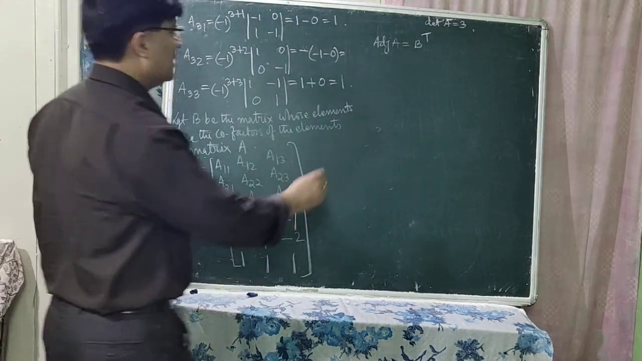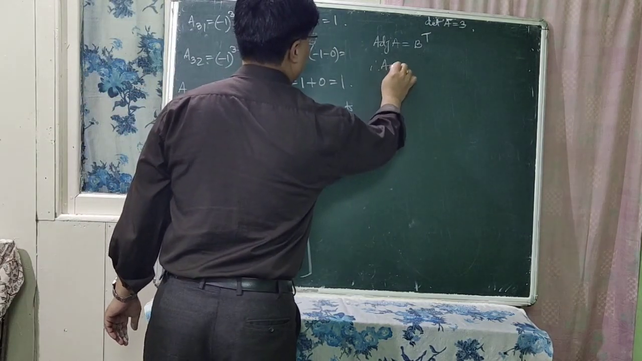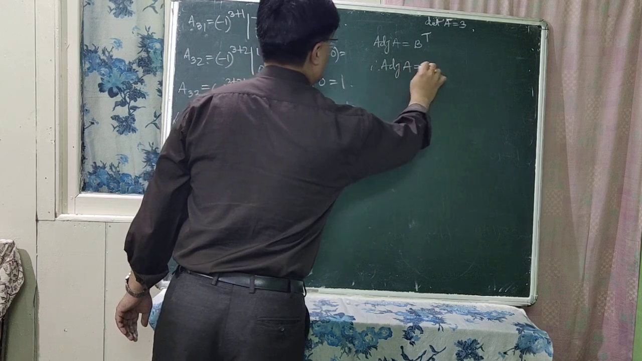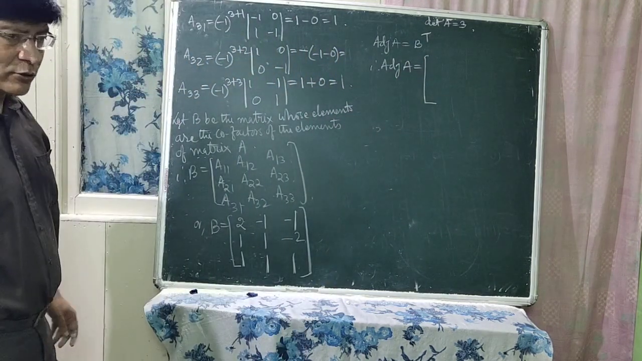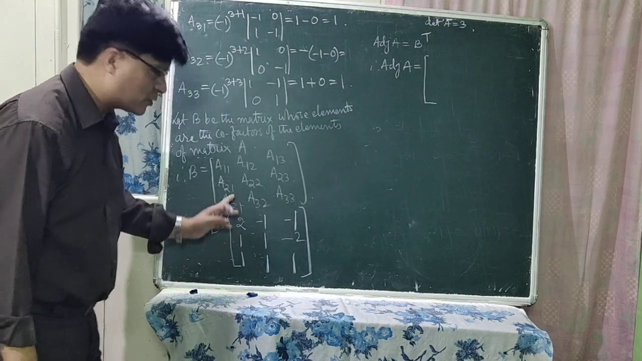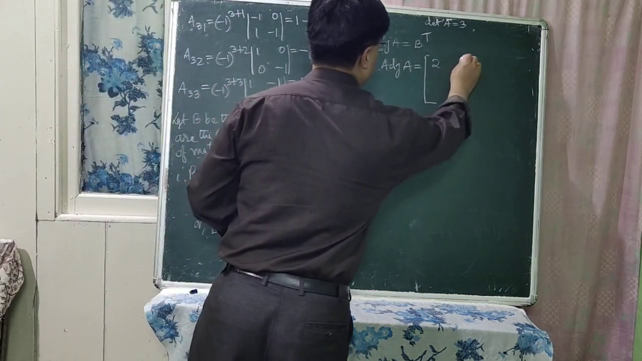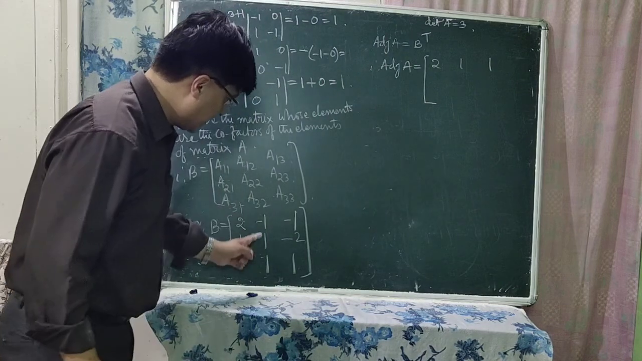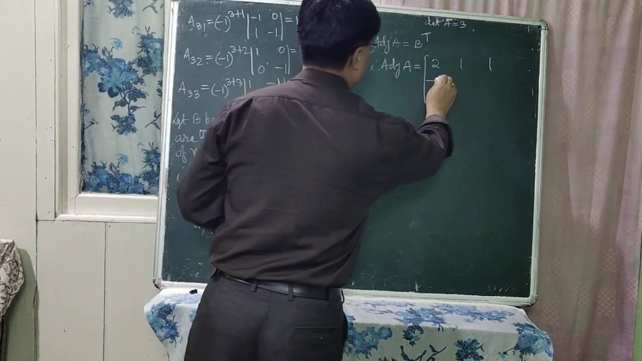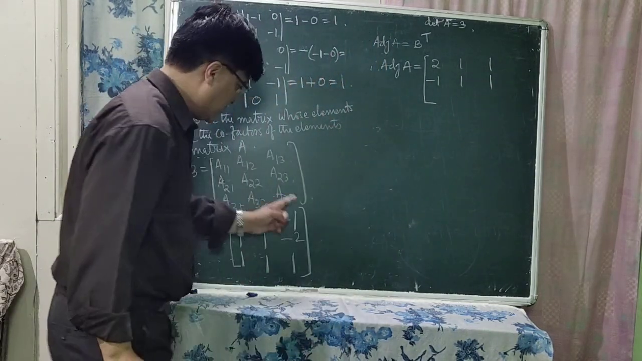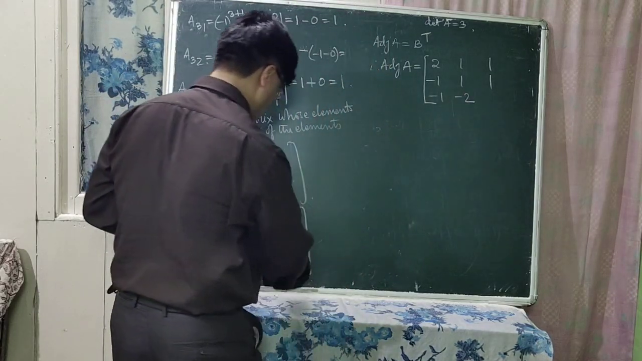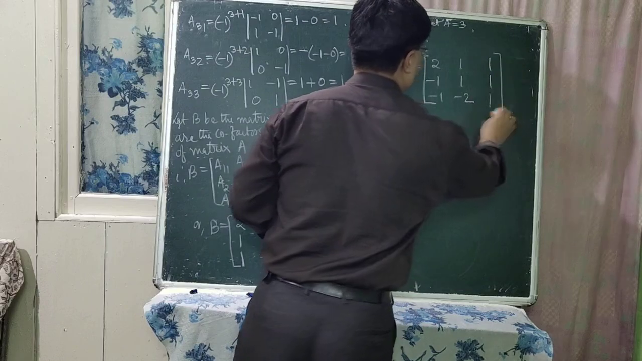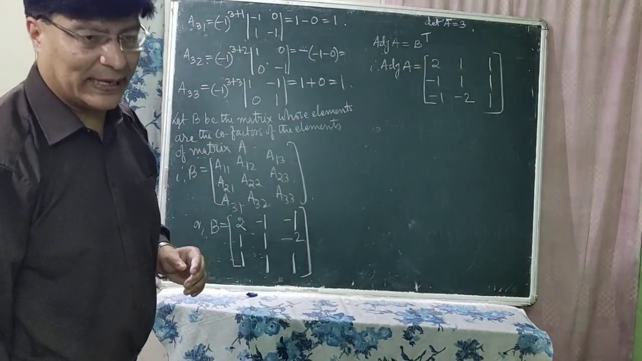What is B transpose here? You have to change rows into columns and columns into rows. Now this 2, 1, 1, the first column, becomes the first row here. The second column becomes the second row here. And the third column becomes the third row here: -1, -2 and 1. So this is your adjoint of A.